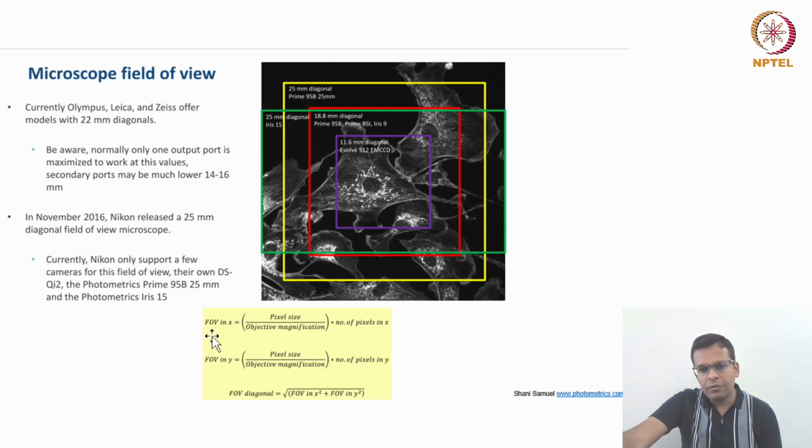How to calculate the field of view? The field of view in X and the field of view in Y depend on the pixel size, objective magnification, and the number of pixels in X and the number of pixels in Y. And the field of view diagonal is given by this equation. For some applications you may need to image larger areas, and in those applications you need to go for a larger field of view. Let's say you want to image the entire tissue sample, then it's better to have a large field of view. But let's say you want to image small cells like bacterial cells or yeast cells, you do not really need a large field of view. Even a small field of view can be enough.